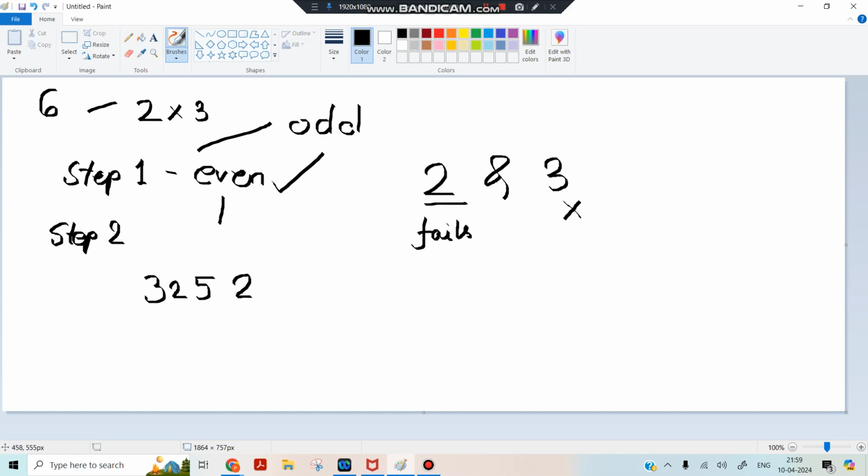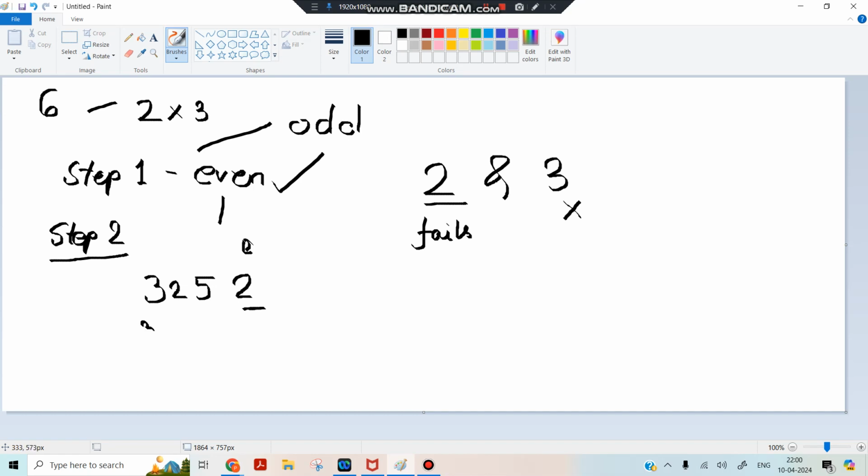Okay. First step, is it even or odd? The number in the ones house is even. So this number is even. It passes the divisibility test of 2. Then we'll go to step 2.